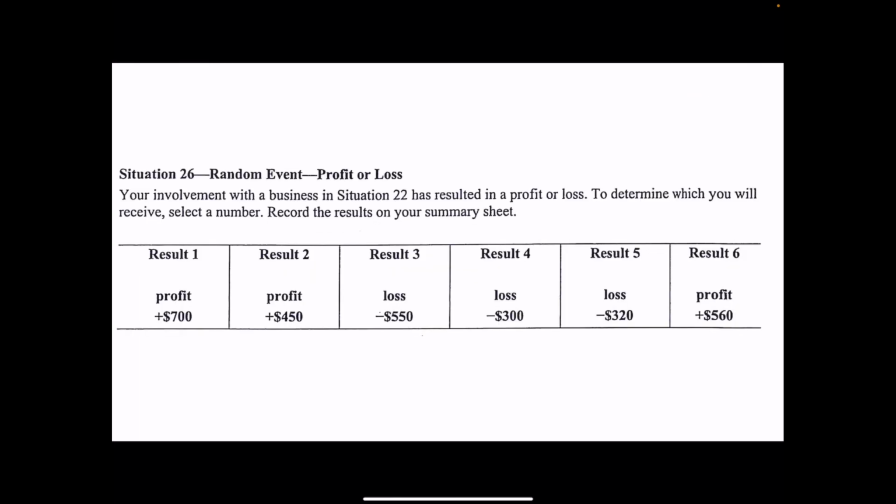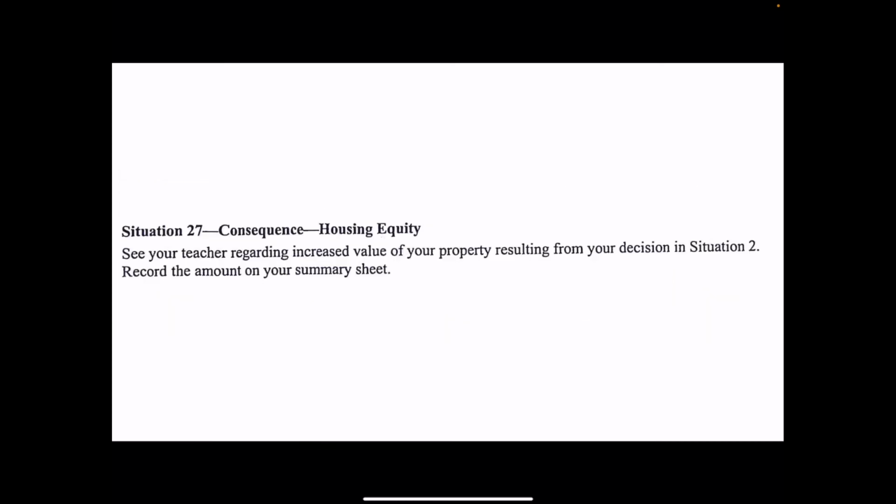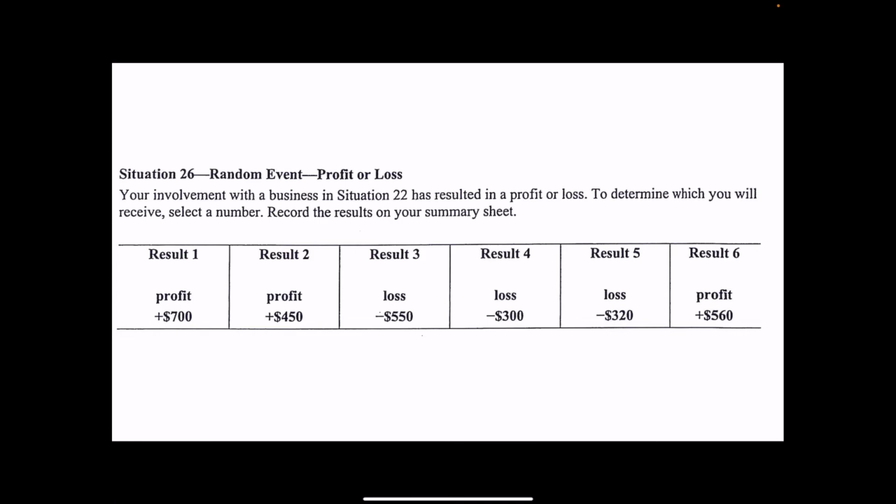Situation 26, your involvement with a business in situation 22 has resulted in a profit or loss. To determine which you will receive, select a number. Again, I'm going to pull a number out of the purple options. And I pulled out number 6. So for situation 26, you had a profit of $560. So you can add $560 to your account and figure out your new balance.